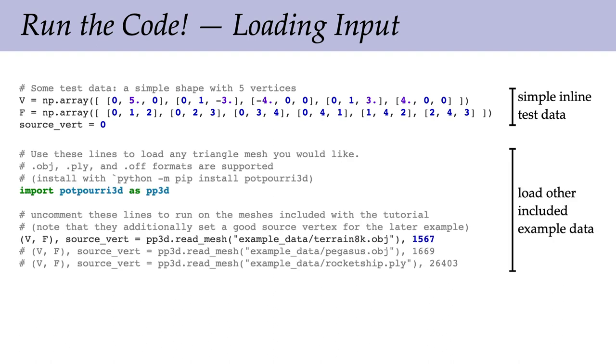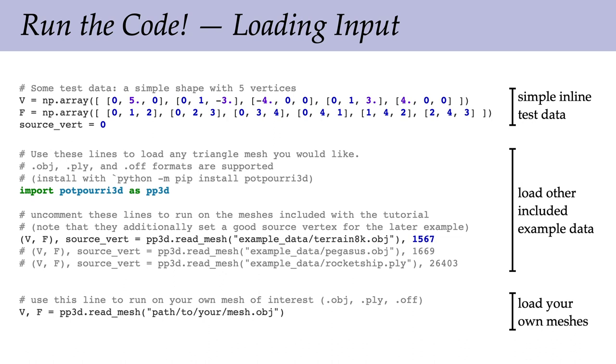We also have an IO library, this Potpourri 3D library, which allows us to load some more interesting meshes from disk. So for instance, we have a handful of meshes included in the example data subdirectory, which you can load by uncommenting these lines here to run your code on. And there's also one more line you can uncomment at the bottom to load any mesh at all that you might have on disk, any OBJ, PLY, or OFF file, and try running our code on that.